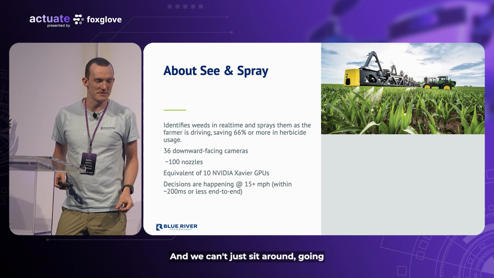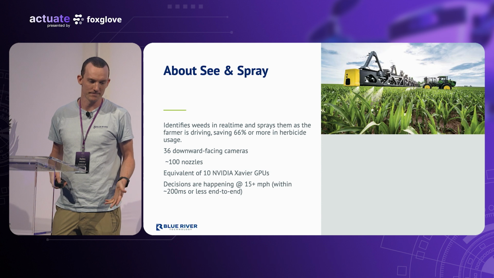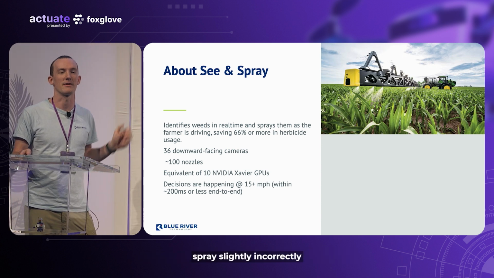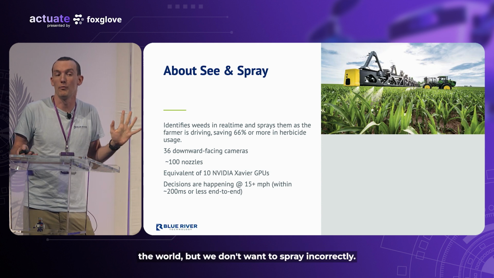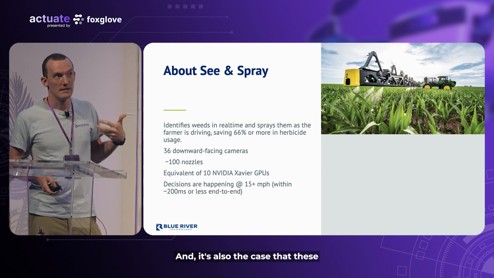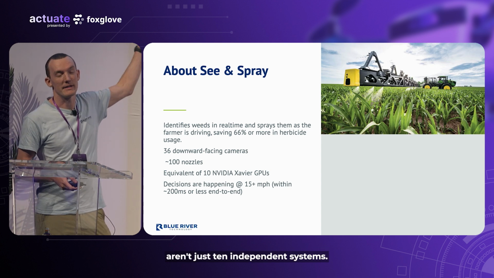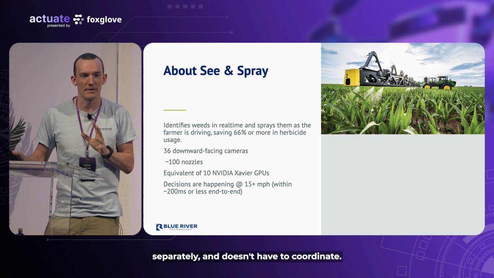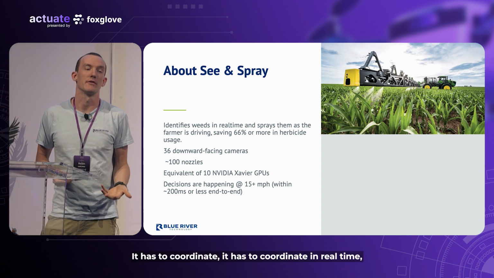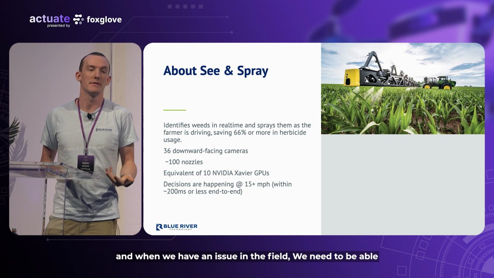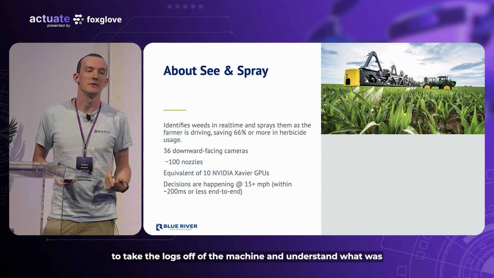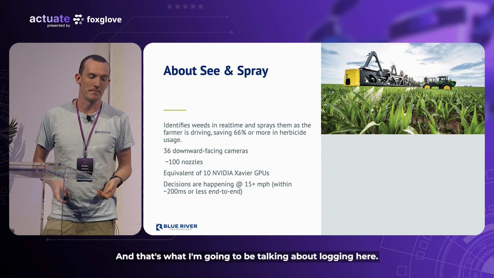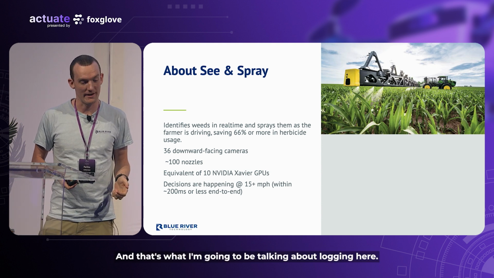And we can't just sit around crawling around at 1 mile an hour or the such. It's not a safety situation, so if we somehow miss timing once every so often and we accidentally spray slightly incorrectly, it's not the end of the world, but we don't want to spray incorrectly. And it's also the case that these aren't just 10 independent systems. It's not, oh, we can make it so that everything on this sprayer is acting separately and doesn't have to coordinate. It has to coordinate in real time, and when we have an issue in the field, we need to be able to take the logs off of the machine and understand what was happening on the system and how it was being coordinated. And that's why I'm going to be talking about logging here.